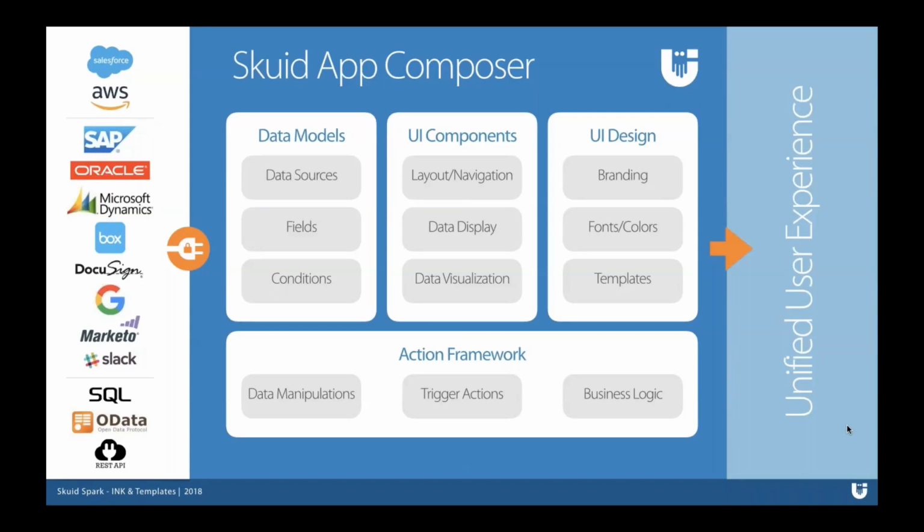Overarching all three of these, the data models, components, and UI design, is the action framework. And the action framework allows us to build applications that have interaction with them. So instead of having static data on a page, you can have dynamic interaction in your applications. Think of what you would do typically with JavaScript or if-then sorts of statements is able to be done declaratively through Skuid's action framework.